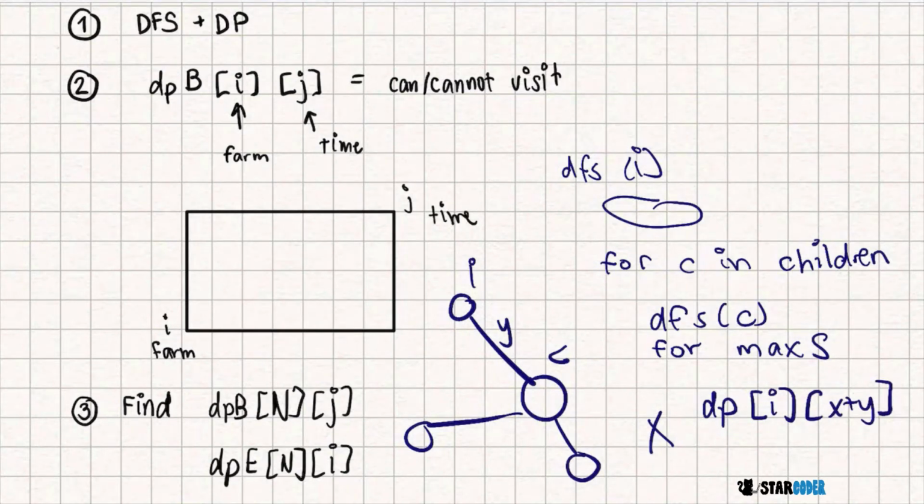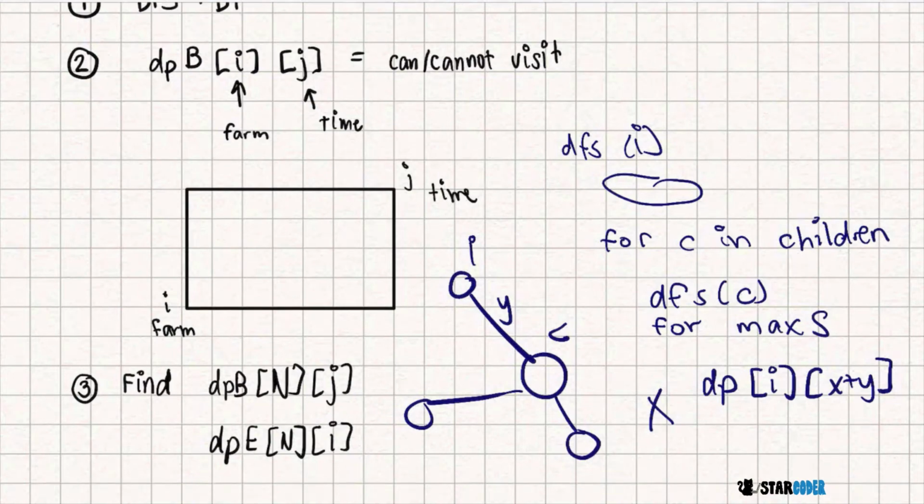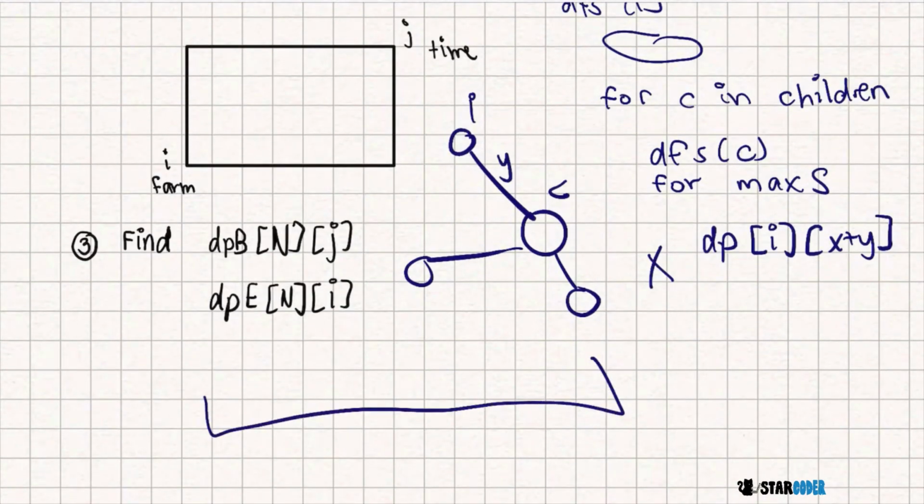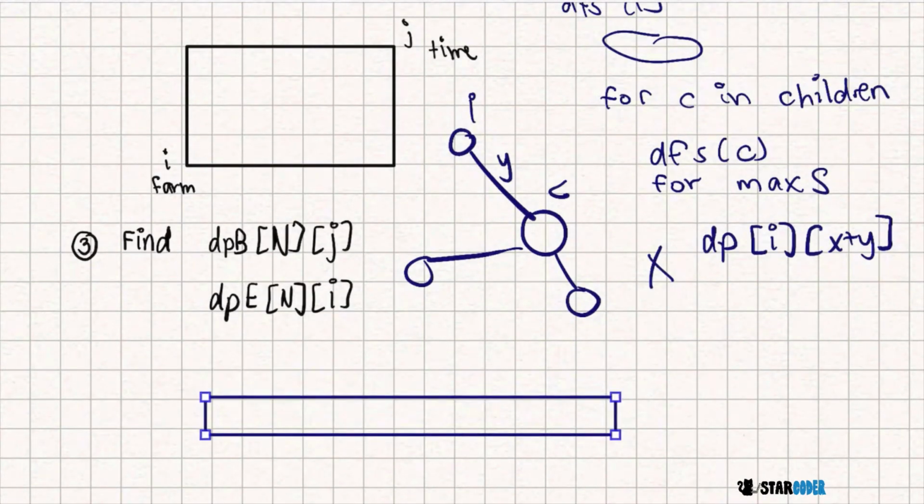So we're basically going to build our way up. When we build up, we keep assigning values true until we have DP I, which is just going to be a bunch of true and false values.